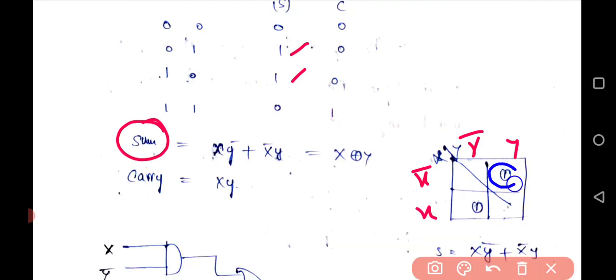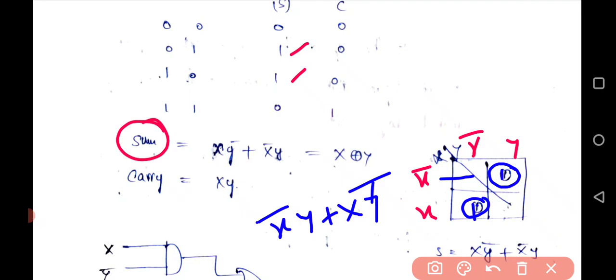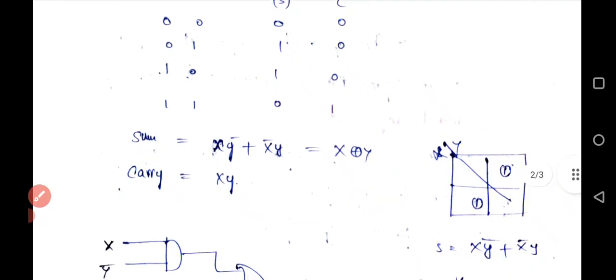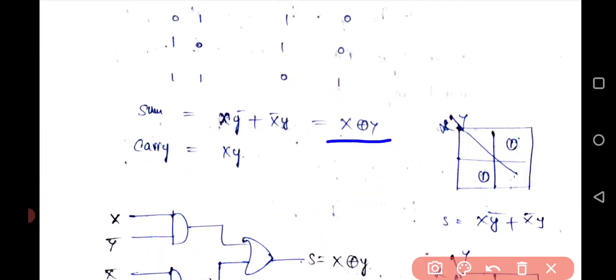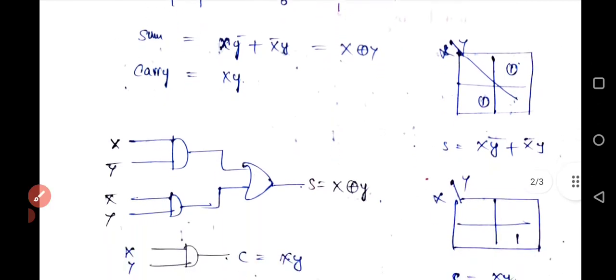This value can be represented in this direction as x bar, this as y, therefore x bar y. The second one can be represented as x y bar. So this is a Boolean expression: x bar y plus y bar x, which is equal to the XOR gate operation, x XOR y. So this is the K map for the sum.